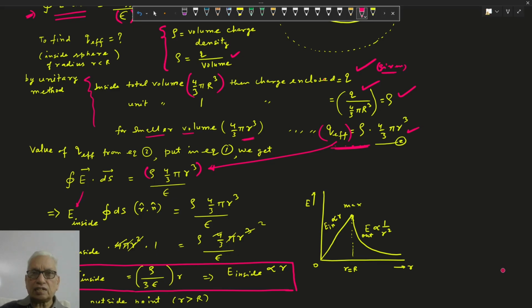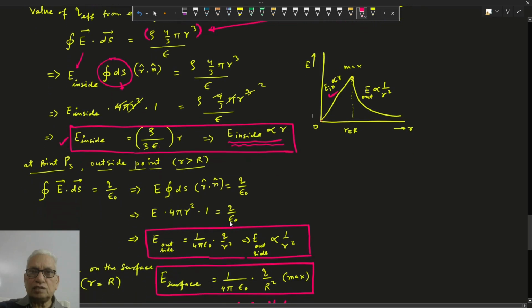and ds, r cap and n cap are in the same direction. So we know for the sphere the surface area is 4 pi r square, so 4 pi r square can be cancelled out like this, remaining here is r. E inside will be rho upon 3 epsilon naught times r. For an inside point, this is directly proportional to r. So for an inside point, from the center up to the surface, this is directly proportional, so it is increasing. You can see the graph.